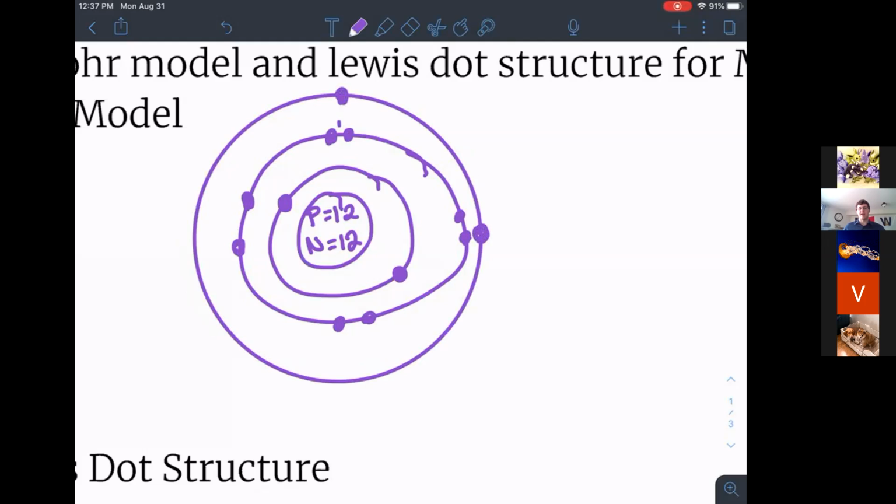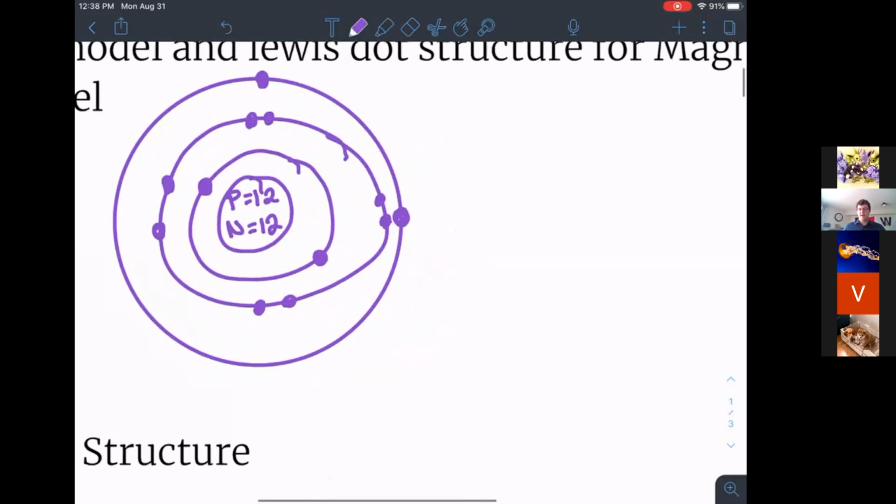All right, so now we have all of our protons, neutrons, and electrons. Is everybody okay with our Bohr model? Because now we're going to do a couple more things. Before we get to that Lewis dot structure, I do want to talk about a couple things. There's a specific name for this outer shell, or outer orbital.